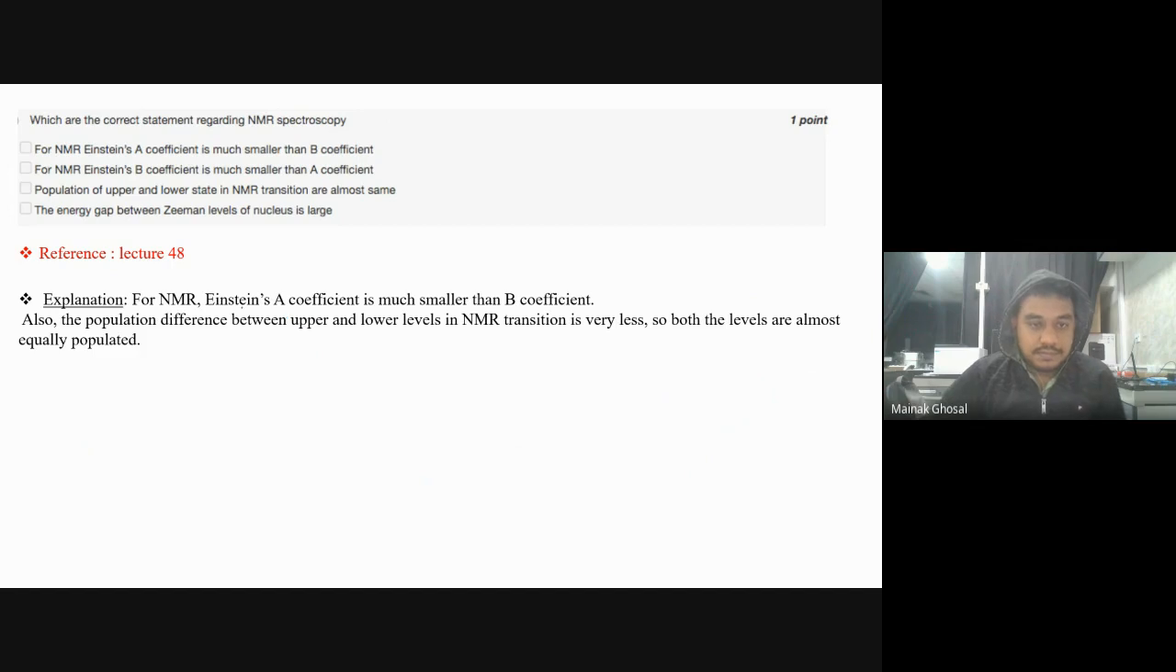So Einstein's A coefficient is much smaller than B coefficient. Okay. So you can neglect this A coefficient with respect to B coefficient, and when we discussed the absorption rate, we only considered this B coefficient of Einstein. Also, we have seen the population difference. So among these options, Einstein's A coefficient is much smaller than B coefficient, right?